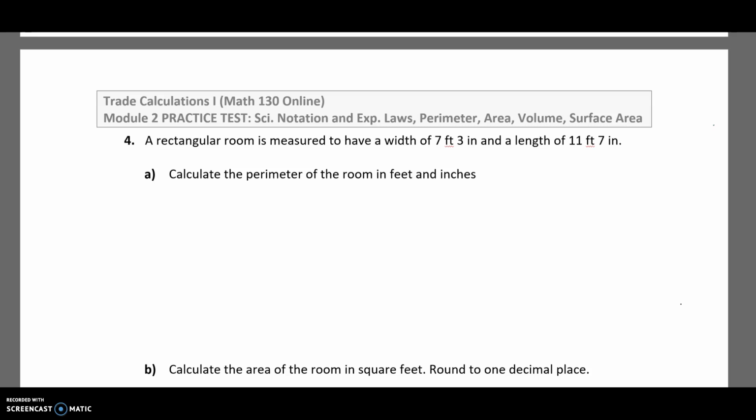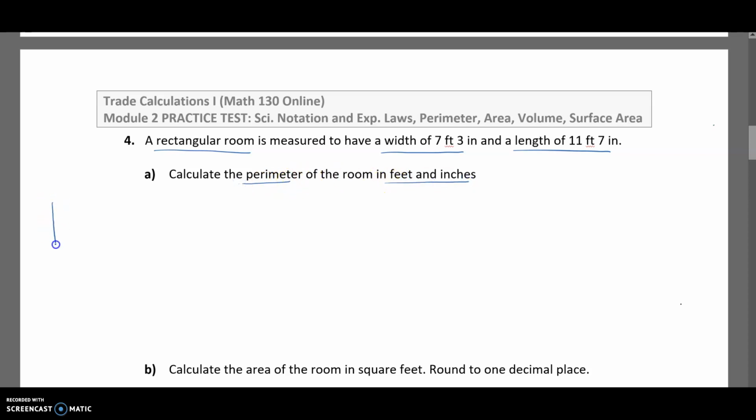This video will take you through the solutions for the second page of the Module 2 practice test. In this question, we're asked about a rectangular room, and it has the measurements of a width of 7 foot 3 inches and a length of 11 foot 7 inches. We're asked to first find the perimeter of the room, and we want our final answer to be in feet and inches.